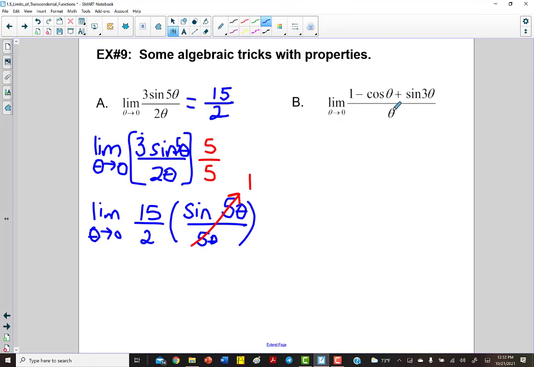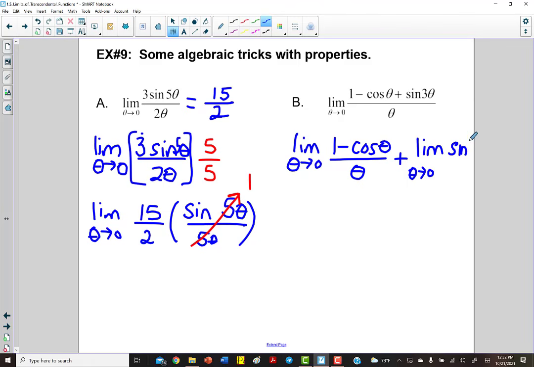In this one, we want to break this up maybe into 2 separate things. So I've got a single term denominator. I can break up the addition and leave the first piece as the limit as theta goes to 0 of 1 minus cosine theta divided by theta. So we know this property. And then I can add the limit as theta goes to 0 of sine of 3 theta divided by theta.